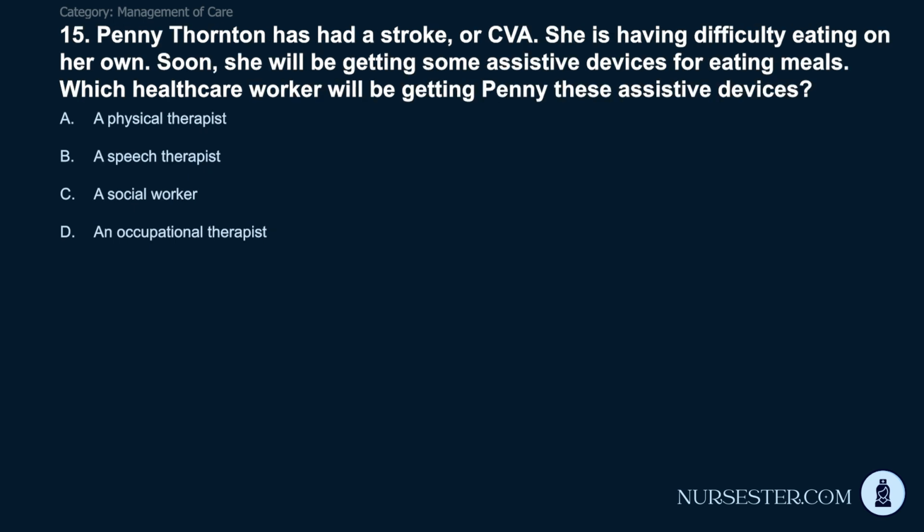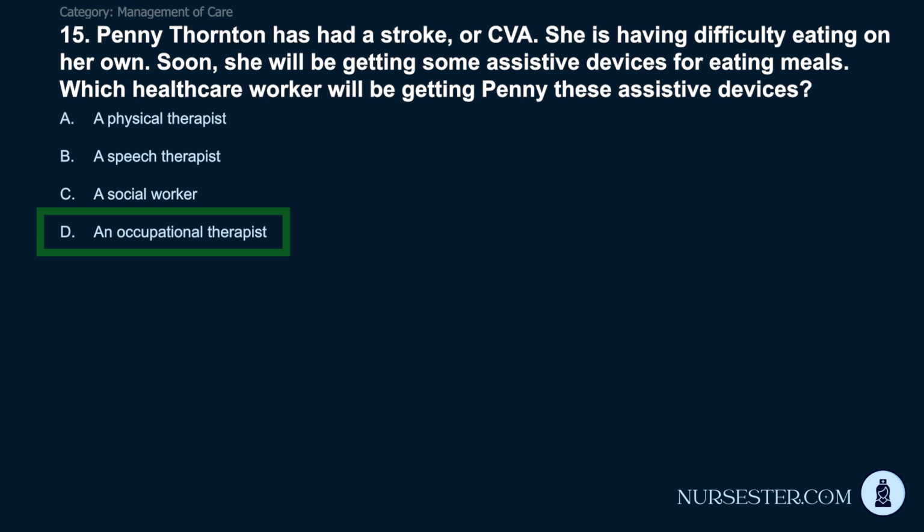15. Penny Thornton has had a stroke, or CVA. She is having difficulty eating on her own. Soon, she will be getting some assistive devices for eating meals. Which healthcare worker will be getting Penny these assistive devices? A. A physical therapist. B. A speech therapist. C. A social worker. D. An occupational therapist. Correct answer, D.